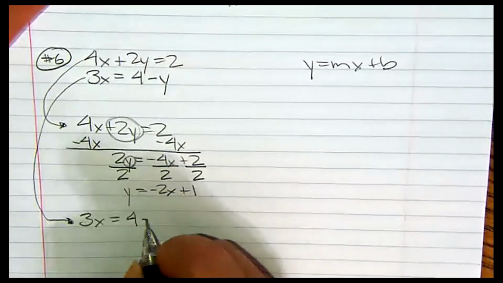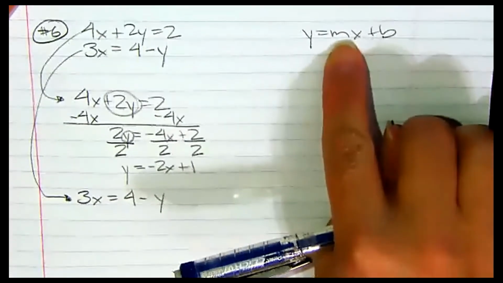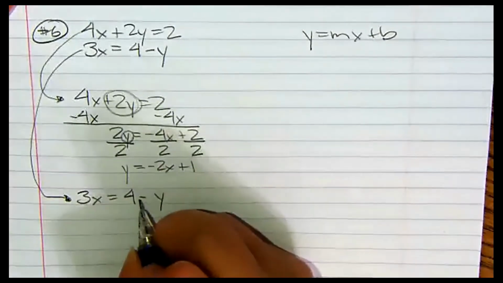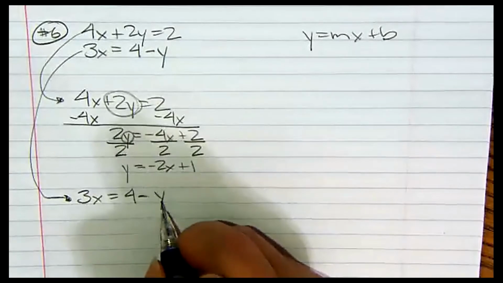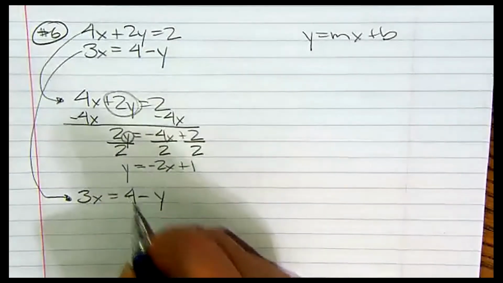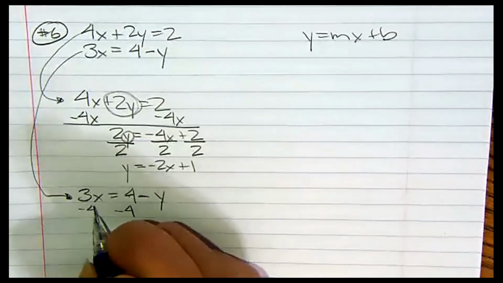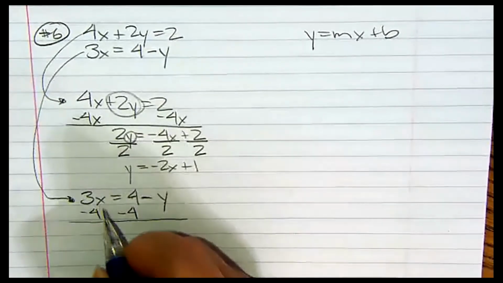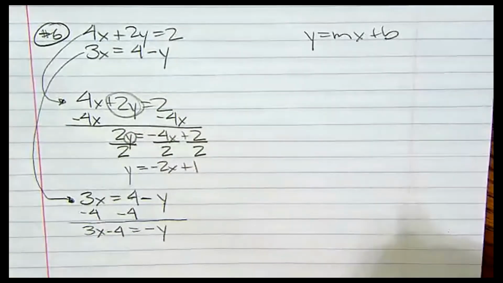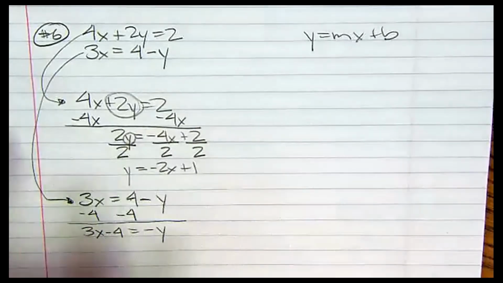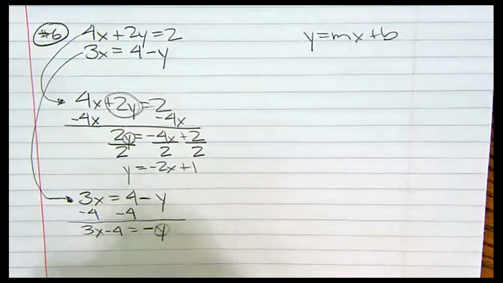3x equals 4 minus y. I need it to look like y equals mx plus b. So what can I do? Well, let's get rid of this 4. I'm going to subtract 4 here. What I do to one side, I must do to the other. So I now have 3x minus 4 equals negative y. Okay, so we're getting there. I want y to be by itself. I need to get rid of this negative 1.